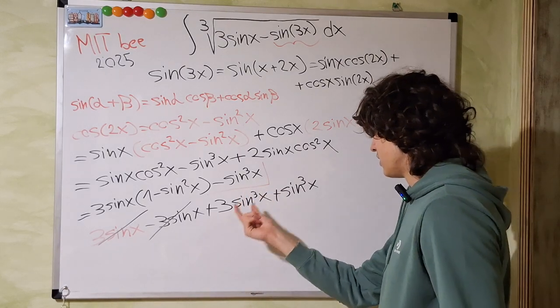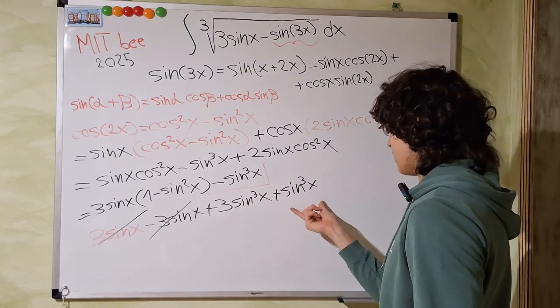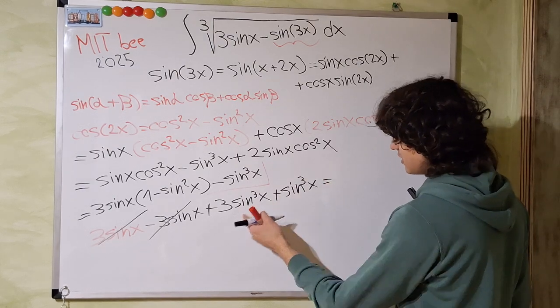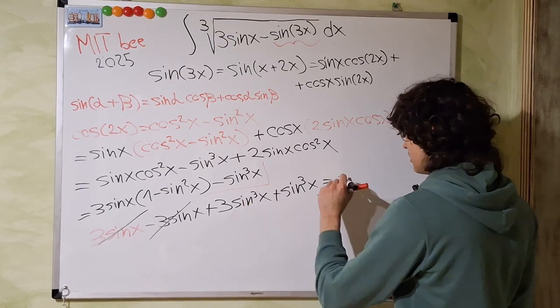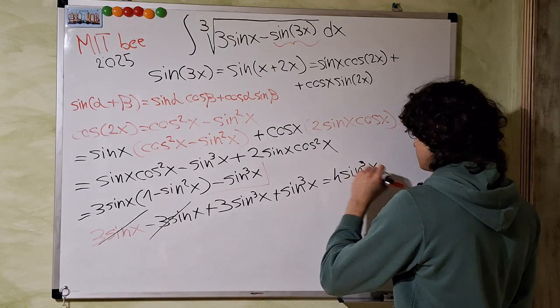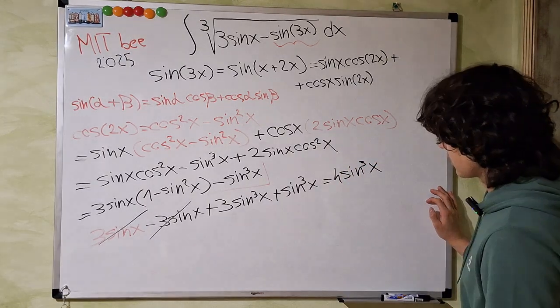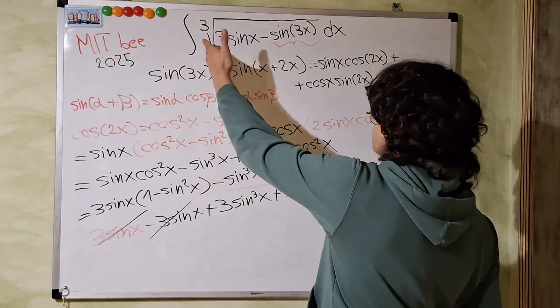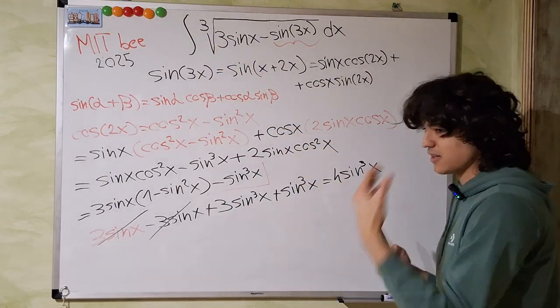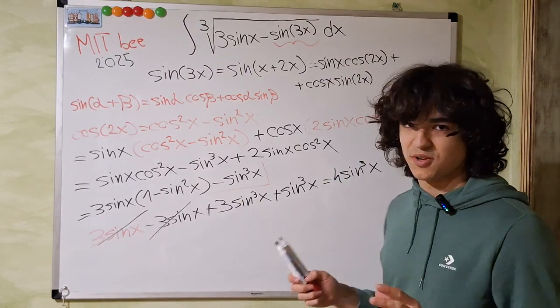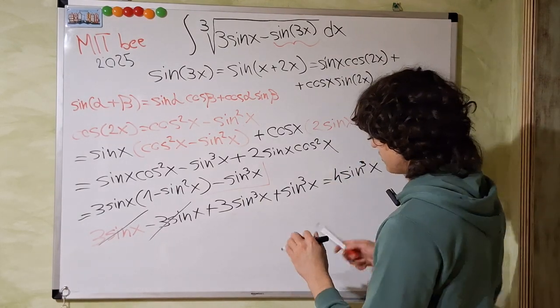We're left with 3 sine cubed of x plus sine cubed of x. And we can just add these two terms because they have sine cubed of x in common. So it is 4 times sine cubed of x. Now, this is very, very nice because we have a cube root and something to the third power underneath it. So we can simplify a lot of things.